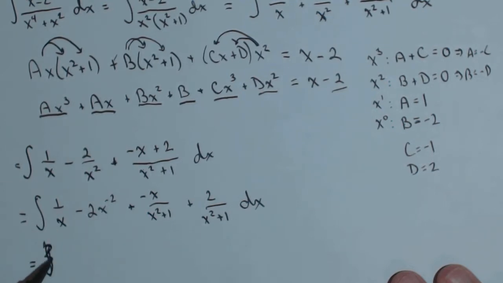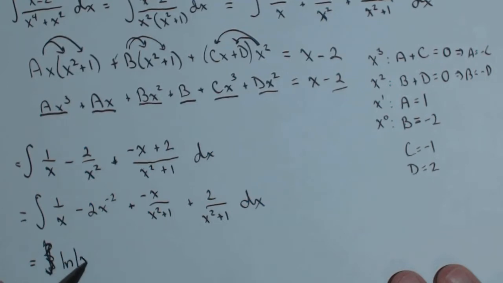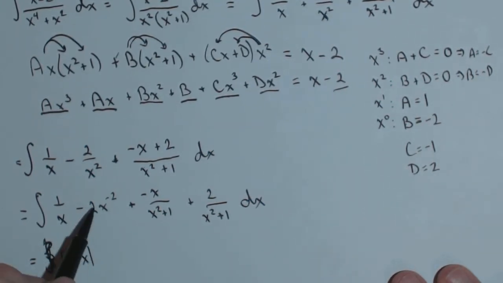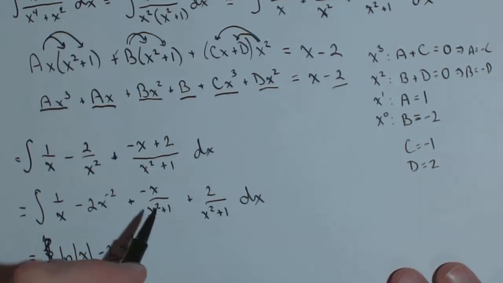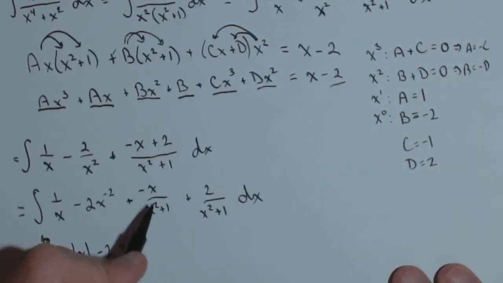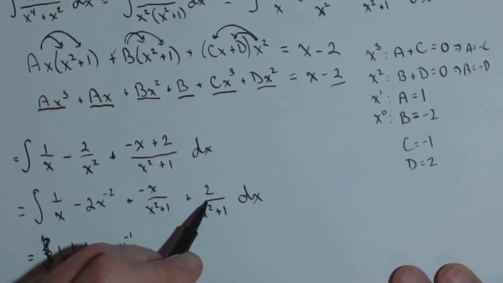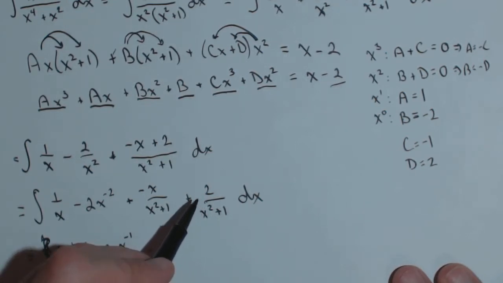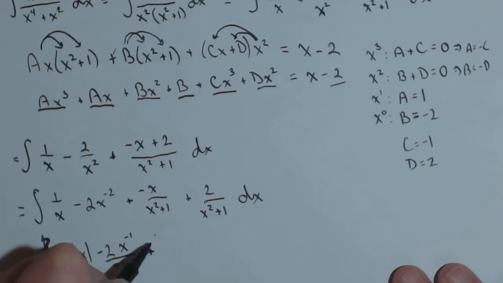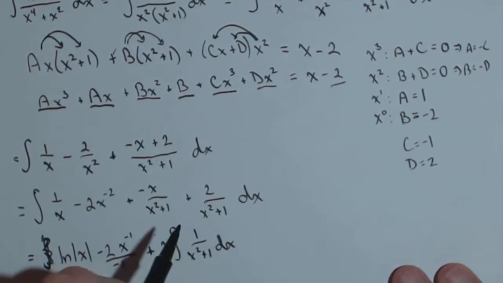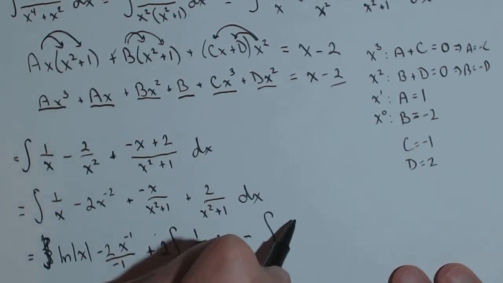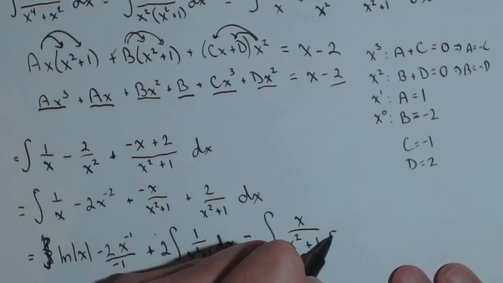But let's see what we have right now. Let's actually start doing the antiderivative. So the antiderivative of 1 over x, as we mentioned earlier, is natural log of the absolute value of x. The antiderivative of negative 2 times x to the negative 2, this becomes x, increase the power by 1, divide by your new exponent. We'll fix that up here in a second. This one I'm going to save here in just a sec. Now this one, let's change the order. We're going to write this one next. So plus 2 times the integral of 1 over x squared plus 1 dx, minus, that's the negative there, x over x squared plus 1 dx.